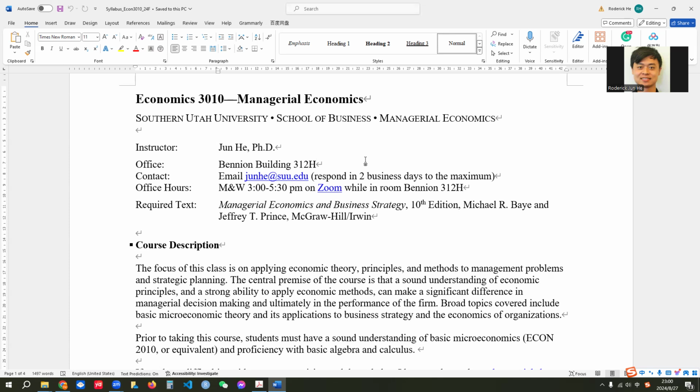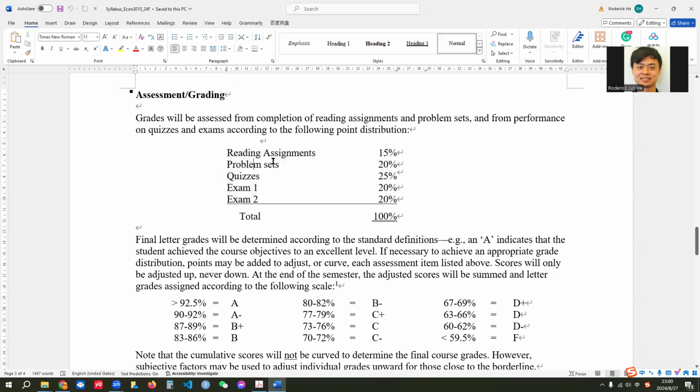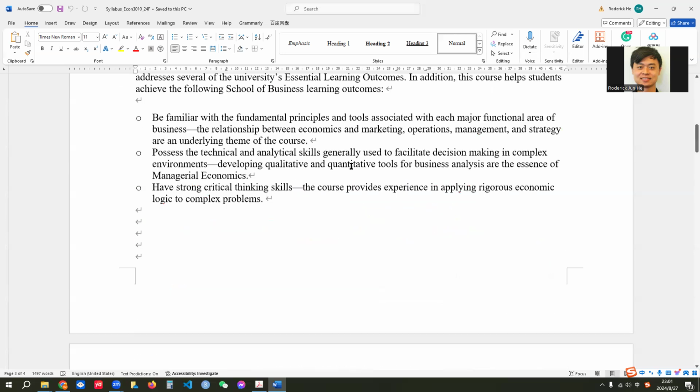In this class, we will mainly center around this textbook, Managerial Economics and Business Strategy. This is a required text. You need to purchase the access to this. The reason is that the reading assignments, problem sets, and quizzes are all provided by this learning platform and will be graded over there. So you need to purchase the access to that.